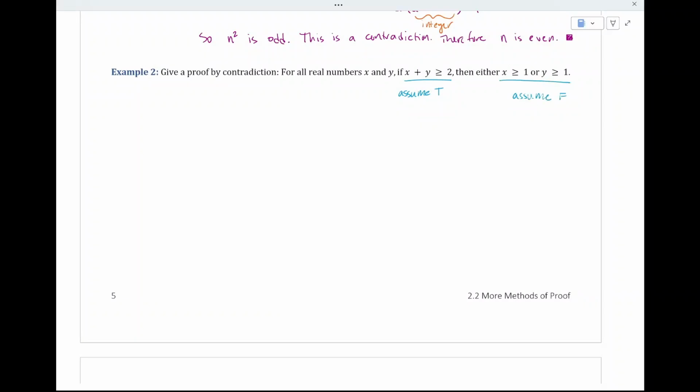Just to note, before I get into my proof here, this is Q or R. So I want not (Q or R). This is x is greater than or equal to 1 or y is greater than or equal to 1. I want the opposite of that. I want that to be false. So that is actually not Q and not R. So that's what I'm going to assume, that x is less than 1 and y is less than 1. That's what I'm going to assume here when I get into my proof.